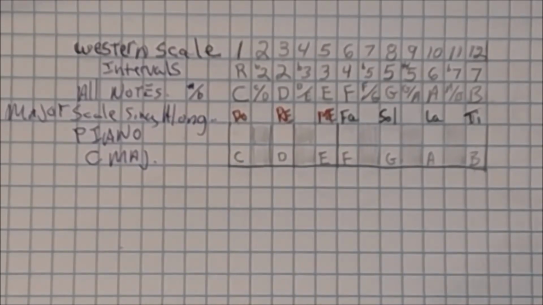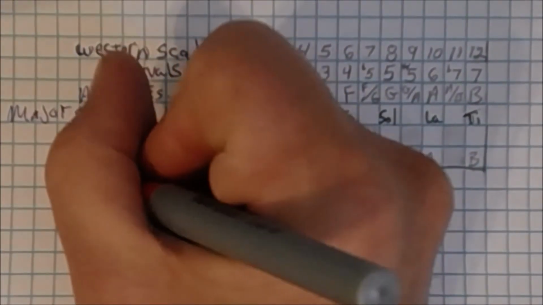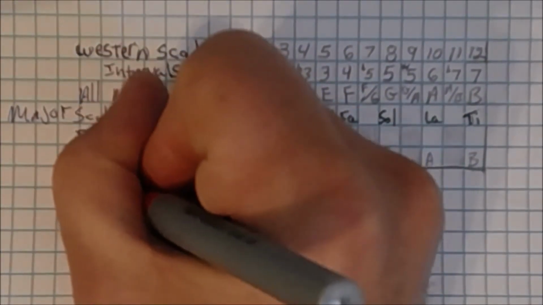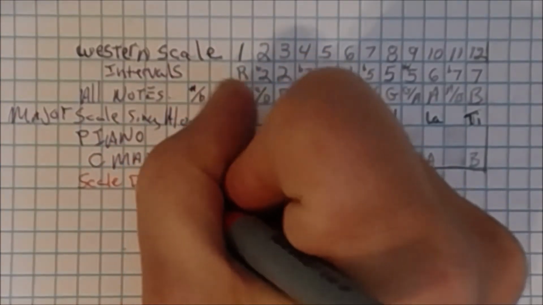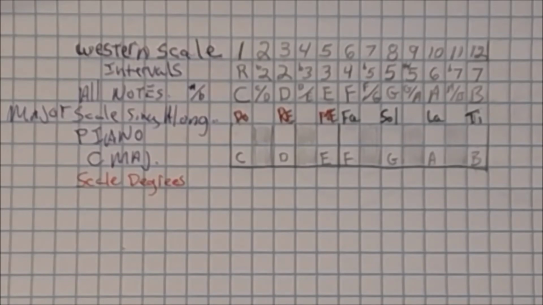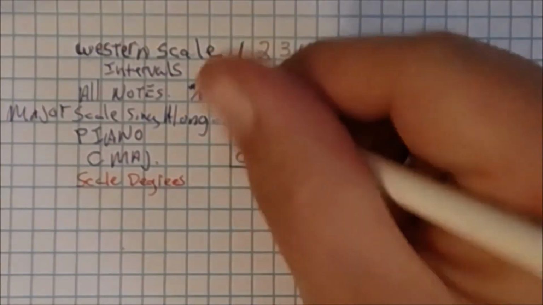next box is going to be chord tones and scale degrees. So we're just going to write down in here scale degrees. I don't know why I chose red there, just to spice it up a little bit, but scale degrees, let's write down in this box.